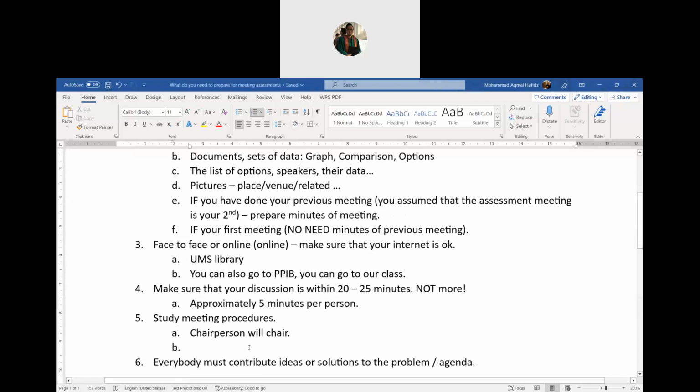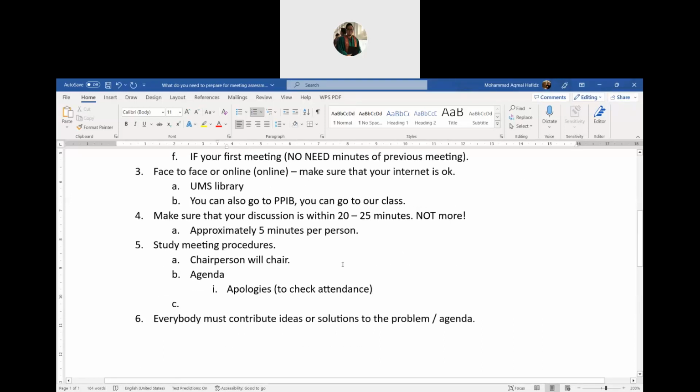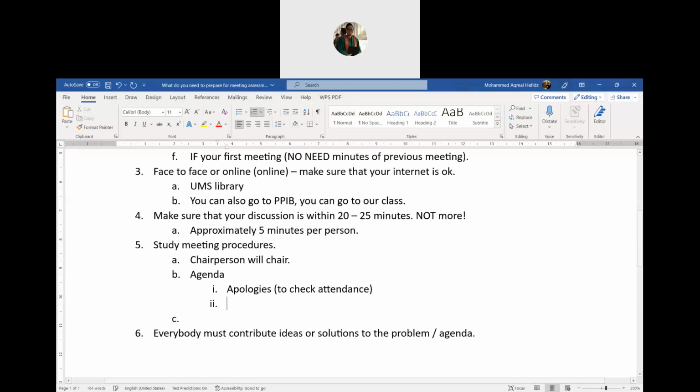So meeting procedures and everything you have to study. The procedures will be based on your agenda. Okay. So the first agenda, which is compulsory, should be your apologies. Okay. So this one is to check attendance. If there are no absentees, then you can proceed.